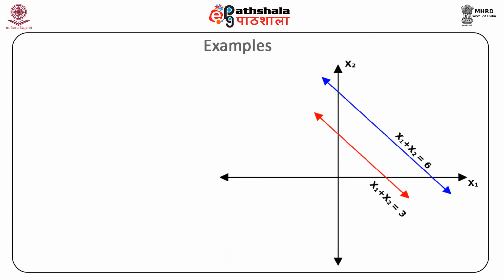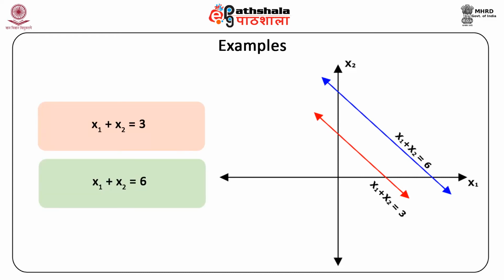Consider the following system of two equations in two unknowns: x1 plus x2 is equal to 3, x1 plus x2 is equal to 6. Solution. Using the elimination method, if we subtract the two equations, we get 0 is equal to 3, which is absurd. So mathematically, no solution exists for the given system. Such a system is an inconsistent system. If we plot the equations, we get the following graphs.